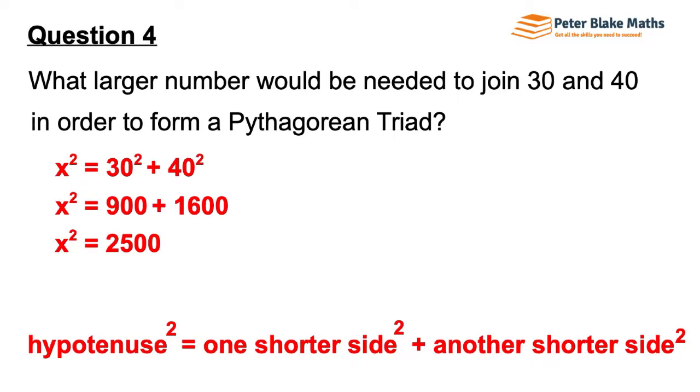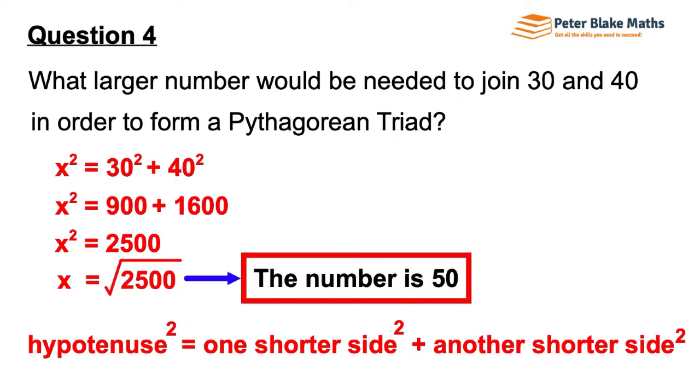To work backwards to find out what x should be, we will square root both sides. So x will equal the square root of 2500. And when we type that into our calculator, we discover that the number that works for Pythagoras here is 50. So the number 50 would be needed to go with 30 and 40 to make one of those Pythagorean triads.